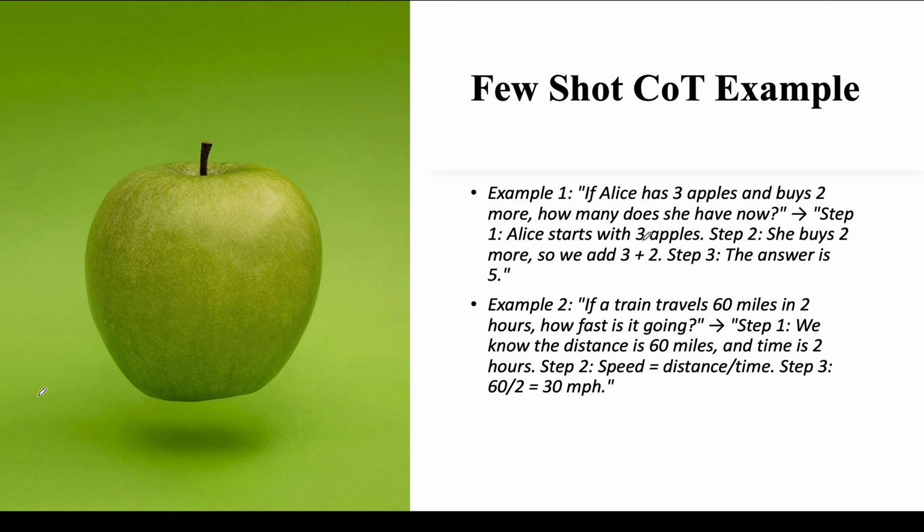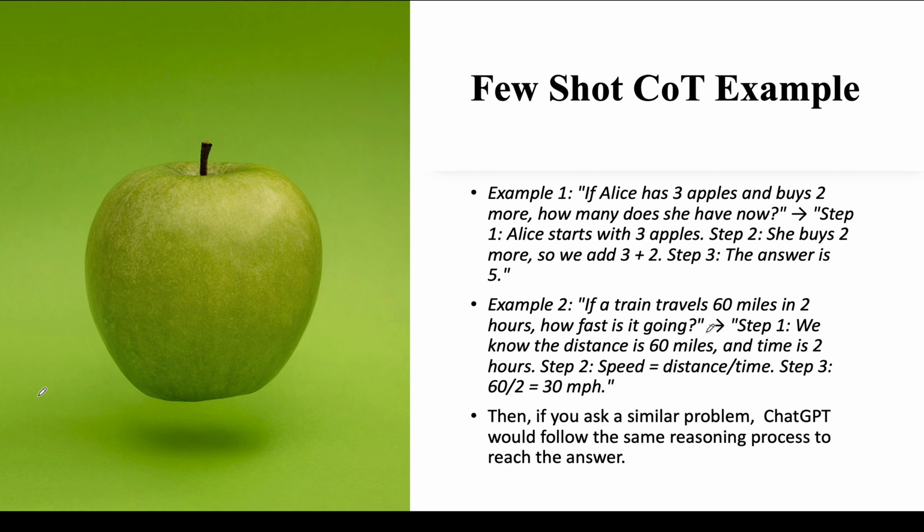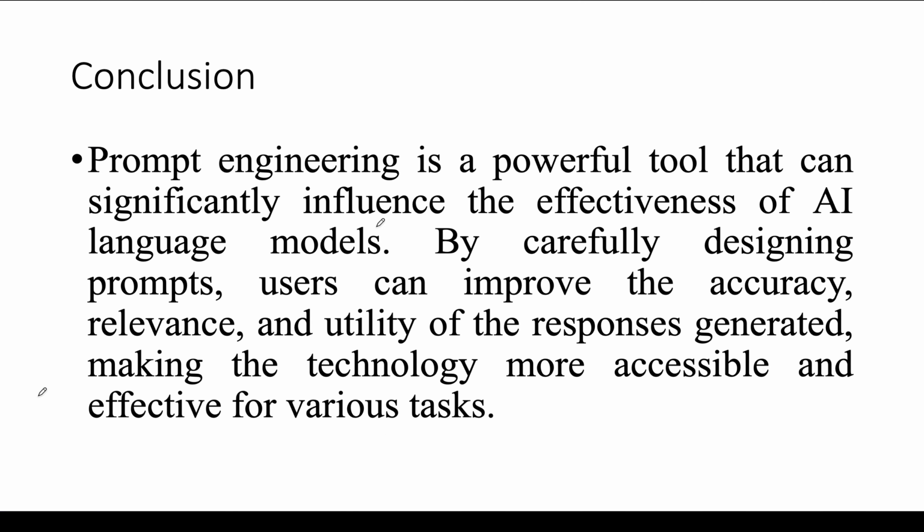Example 2. If a train travels 60 miles in 2 hours, how fast is it going? We know the distance is 60 miles and the time is 2 hours. Speed, and the formula of the speed is also given. And in the last step, I will give the answer by showing how to calculate the speed from the given formula. So in this case, if I ask ChatGPT a similar problem, then ChatGPT follows the same reasoning process to reach the answer.